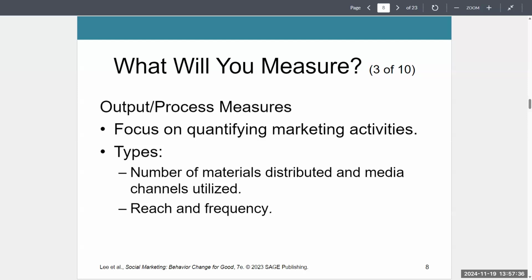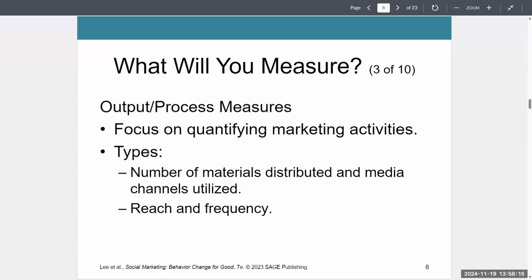So let's say you have a billboard and that billboard reaches 10,000 drivers daily, while a digital ad campaign might have a frequency of 3 impressions per user, okay? So what are some practical applications of all of this? In a community event promoting energy conservation, output measures could include the number of attendees, the number of energy-saving kits distributed, and the media coverage generated. Those would be the output of your event.